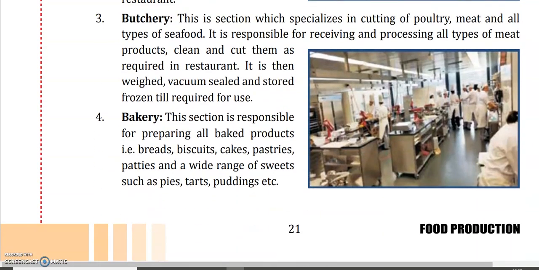The next section is the butchery. This is a section which specializes in cutting of poultry, meat and all types of seafood. It is responsible for receiving and processing all types of meat products. Clean and cut them as required in the restaurant. It is then weighed, vacuum sealed and stored frozen till required for use.